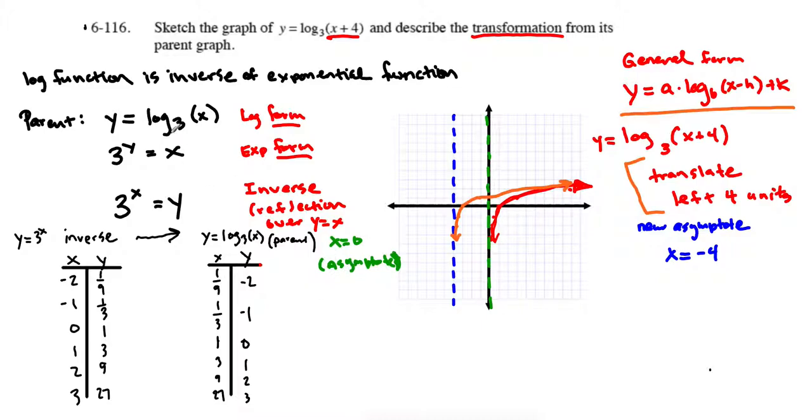Let's see, did we cover everything? We sketched the graph. That's this one here, graphed in orange. We graphed our parent function in red. It's the one with the green asymptote. This is the one with the blue asymptote. Hopefully that helped you out there.